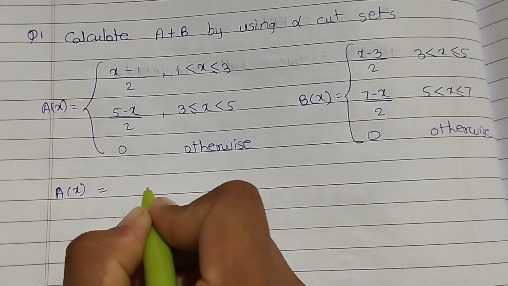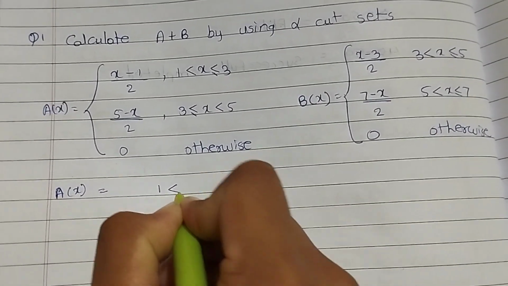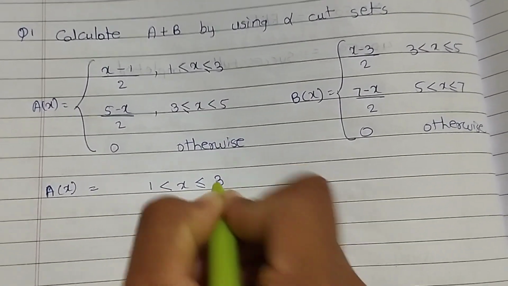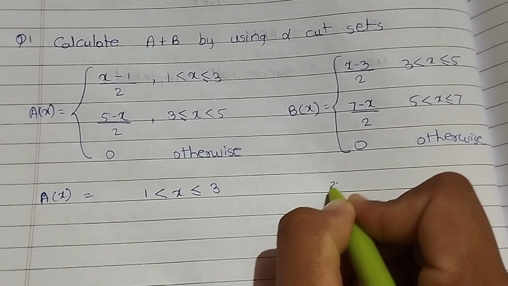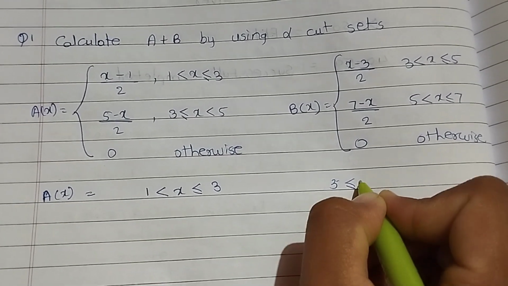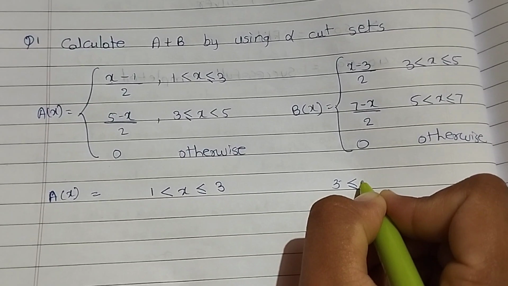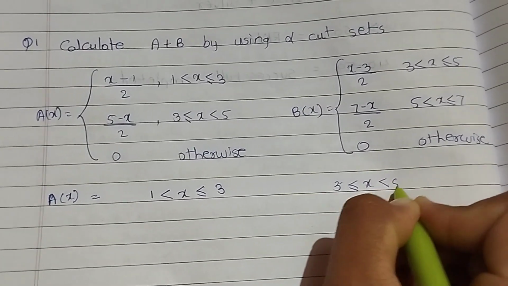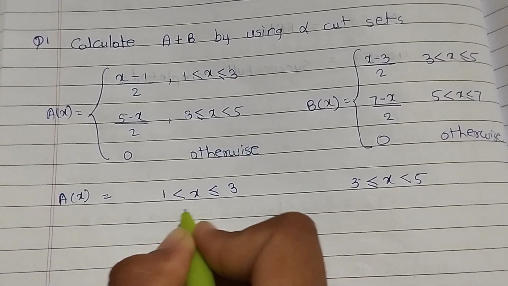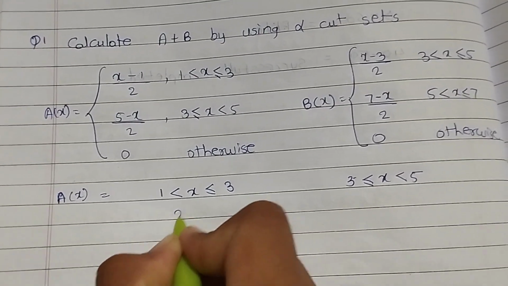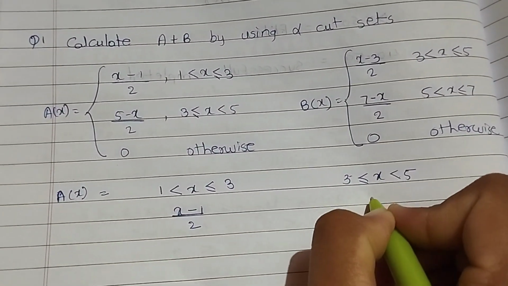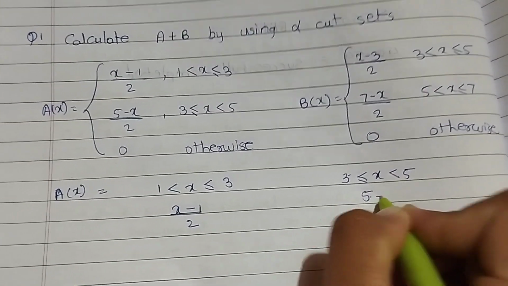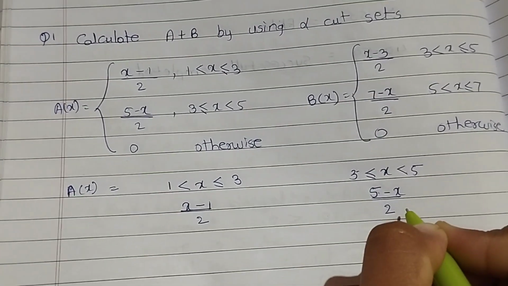So the first condition is given, 1 is smaller than x smaller than or equal to 3, and the second condition of a of x is 3 is smaller than or equal to x is smaller than 5. Now for this condition the equation is (x minus 1) divided by 2, and for this condition the equation is (5 minus x) divided by 2.